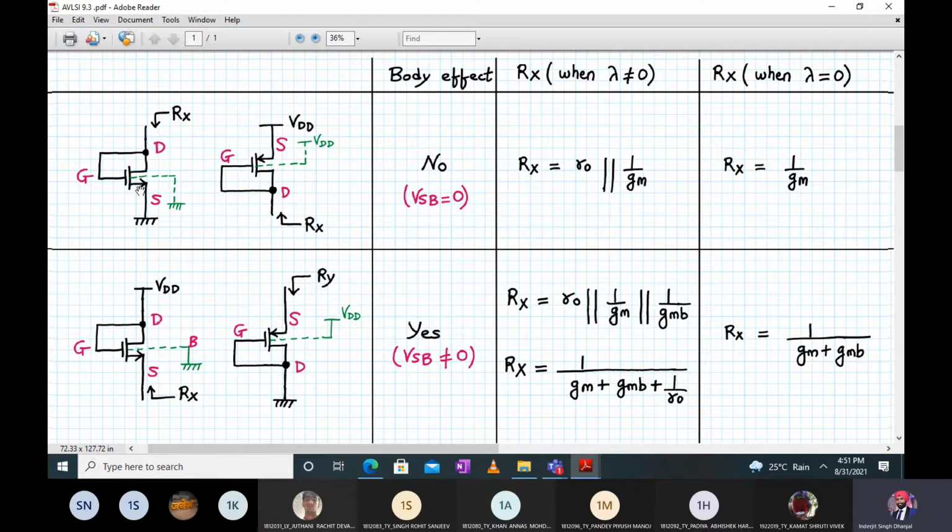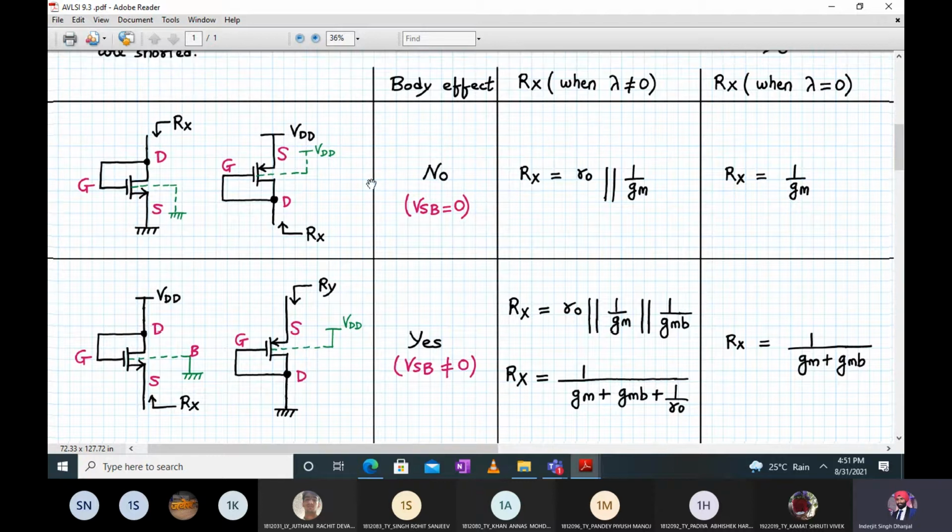We have derived this diode connected load also, where, as you can see, the body terminal is connected to the ground and the source terminal is also connected to the ground. So VSB, body effect, is not present. The Rx formula for the PMOS or NMOS diode connected load, when lambda is non-zero, was Rx equal to Ro parallel to 1 upon gm. You can refer to that particular lecture session and check it out in detail. And when lambda is equal to 0, Ro will disappear, so Rx will be 1 upon gm directly.